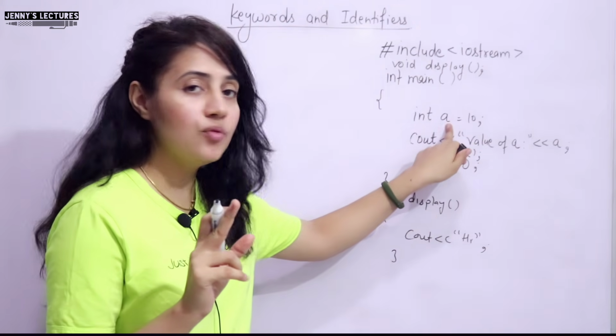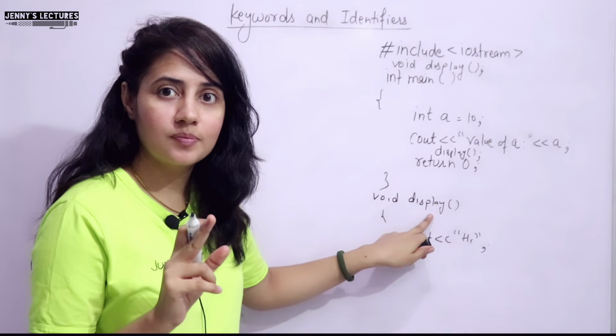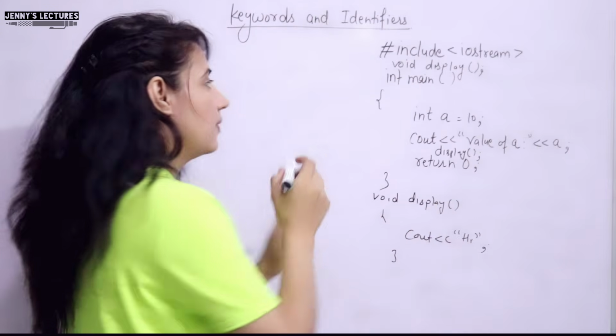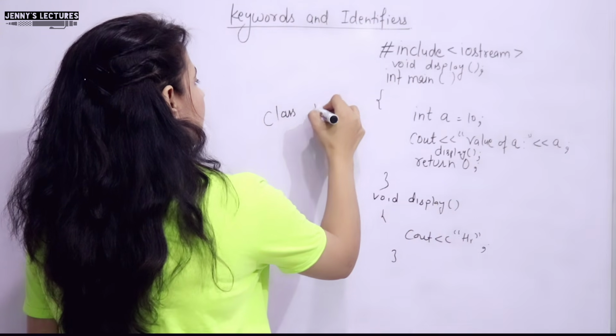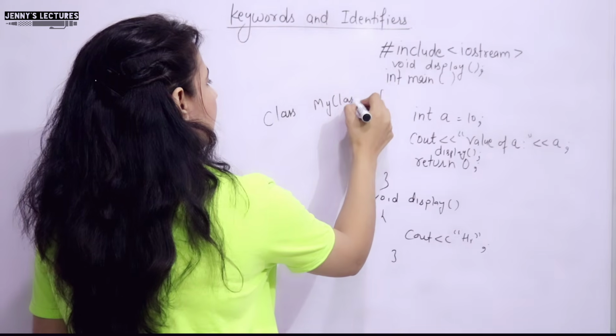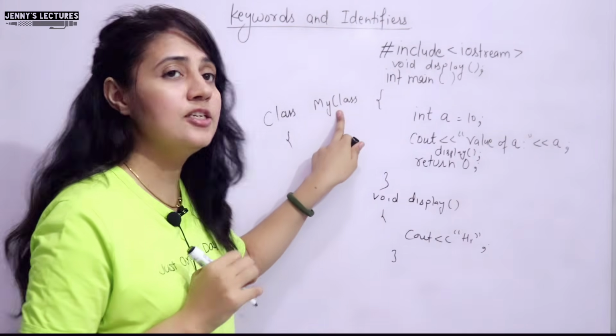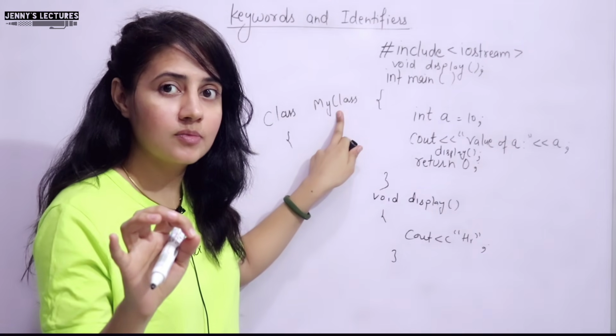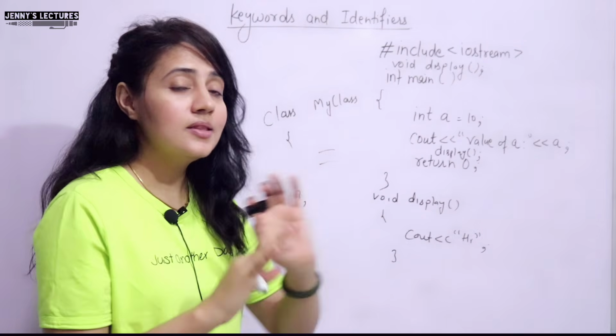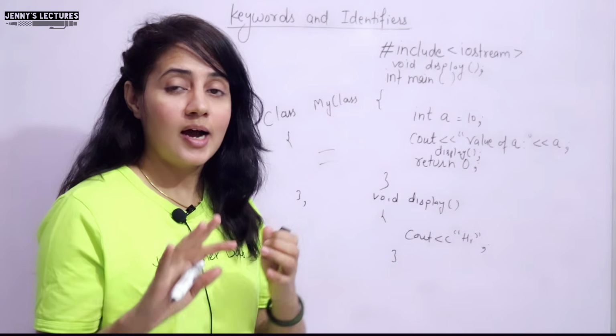It is the name of a variable, it is the name of a function. If I declare any class, something like this, class, and I am taking my class as the name, and here we will take data members and member functions. So my class, you will say it is the name of a class. So these are nothing but identifiers.